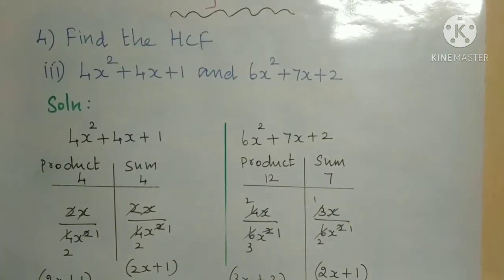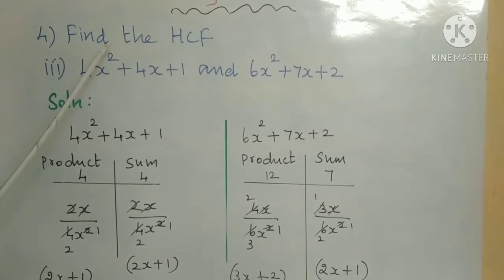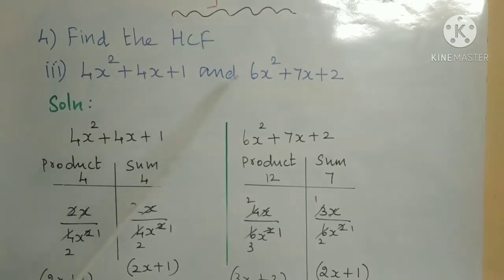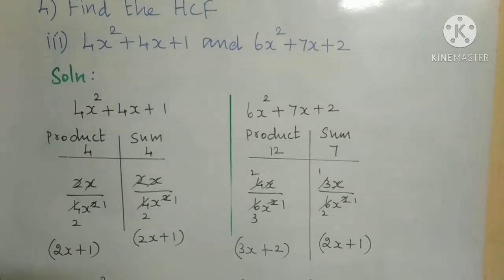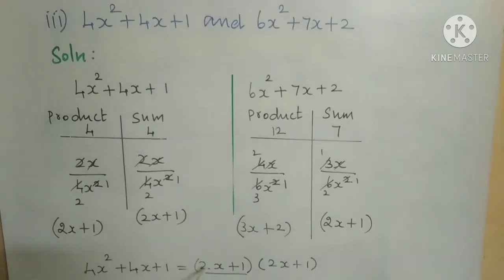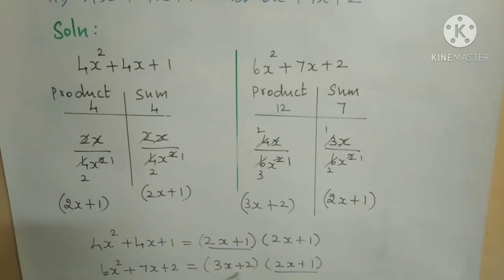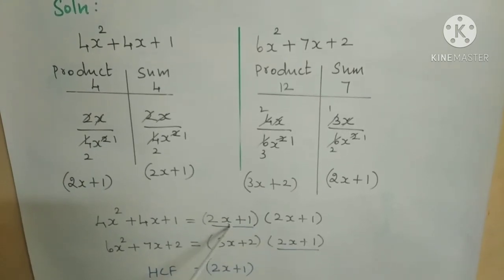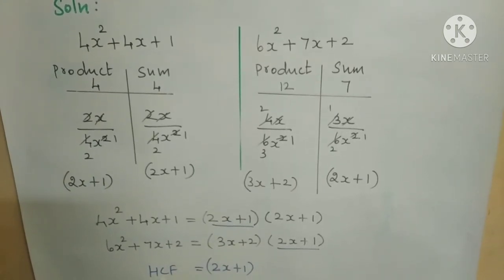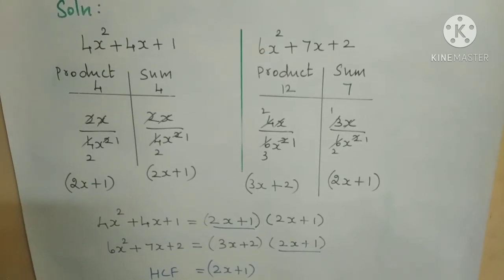Next let us see the solution for your homework sums. Fourth one, third subdivision. Find the HCF of these two polynomials. So first we have to find the factors. We get the first polynomial 2x plus 1 into 2x plus 1, second one 3x plus 2 into 2x plus 1. So the common factor is 2x plus 1, so the highest common factor equals 2x plus 1.